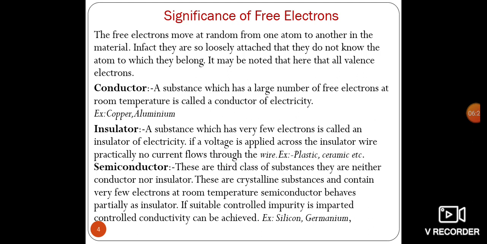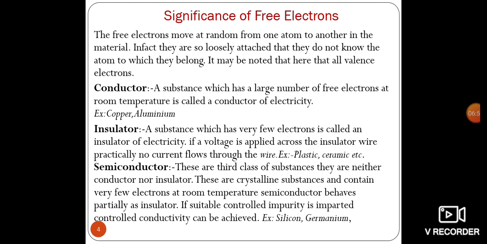A conductor is one in which the number of free electrons is more, because of which it easily conducts. Whenever a potential or voltage is applied, it easily allows the current to flow through the conductor. The materials which come under good conductors are copper, aluminum, etc.